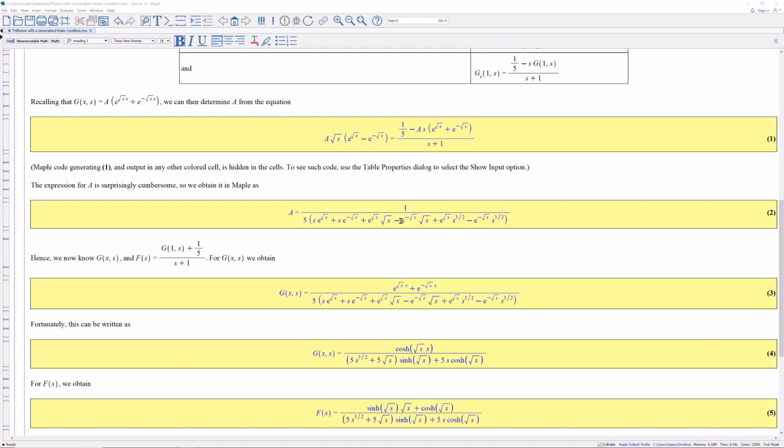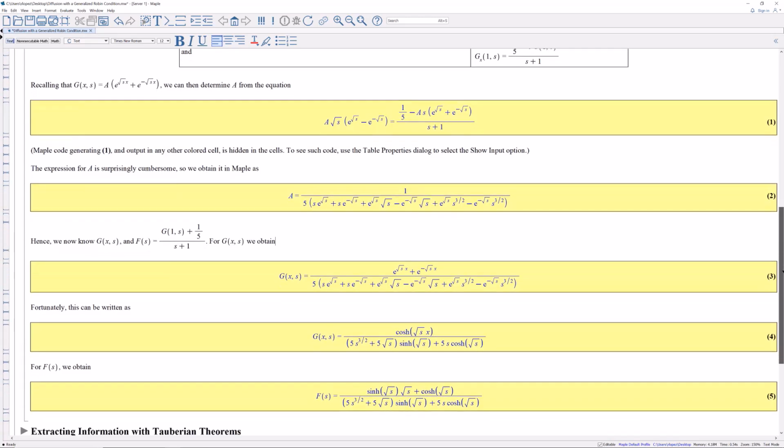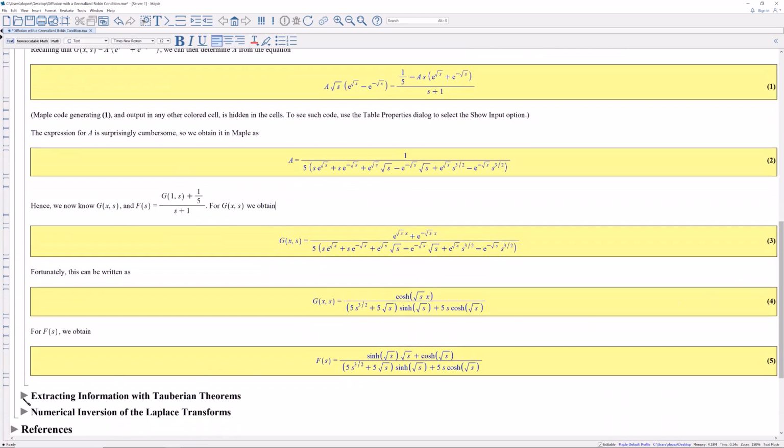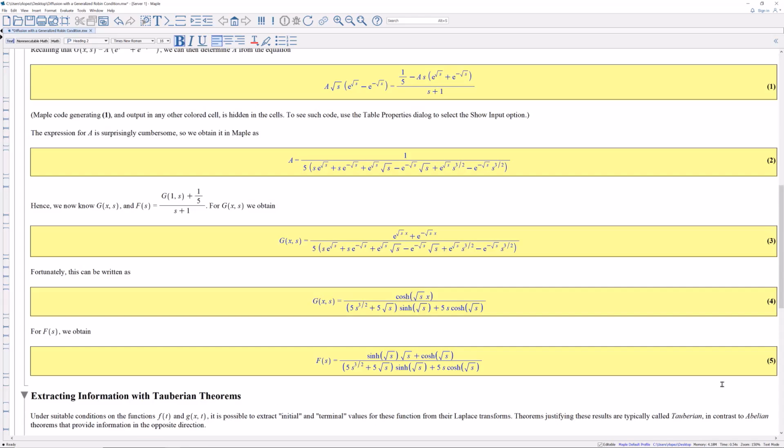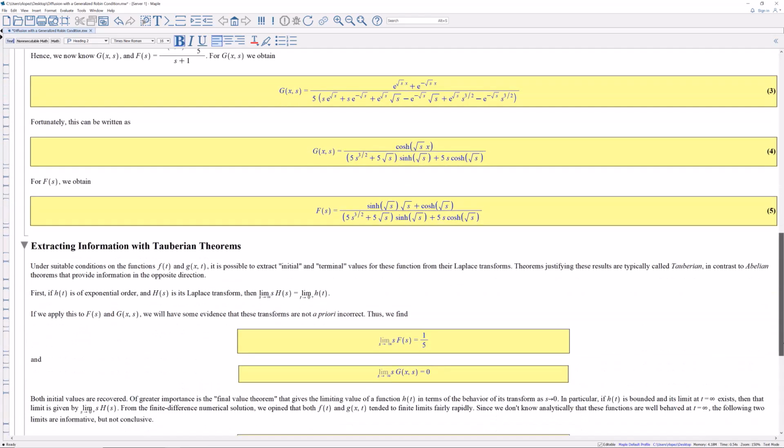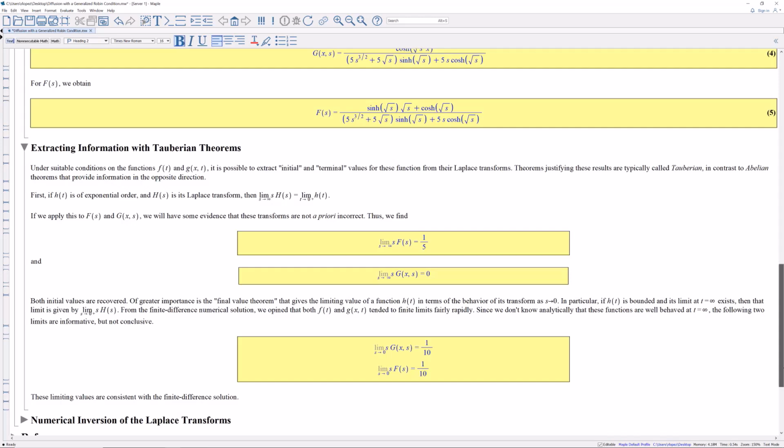Well, having gotten these expressions for the transforms and realizing that we can invert these things, we try to get some information from them, check that information against what we know to be true, or can figure out what's true, just to get confidence that we haven't fallen off the deep end of the wharf here. So let's try to extract some information from these expressions or the transforms.